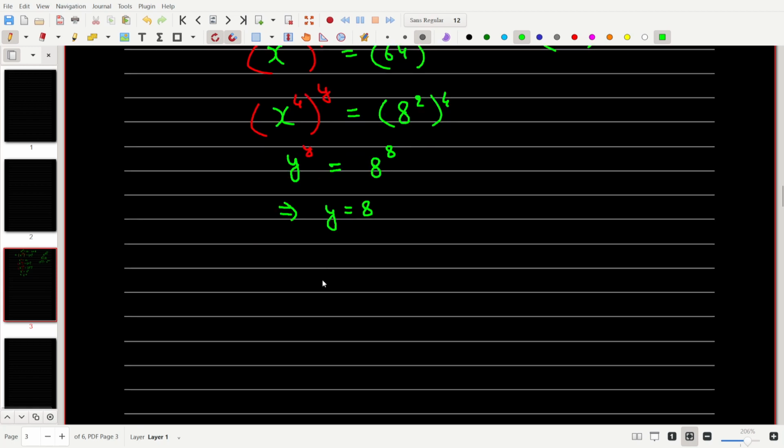Moving forward, now I can replace y with x to the power of 4, and I can call this 8. Now if I take fourth root on both sides, I get x is equal to plus or minus fourth root of 8. And this, my dear friends, is the answer to this question.